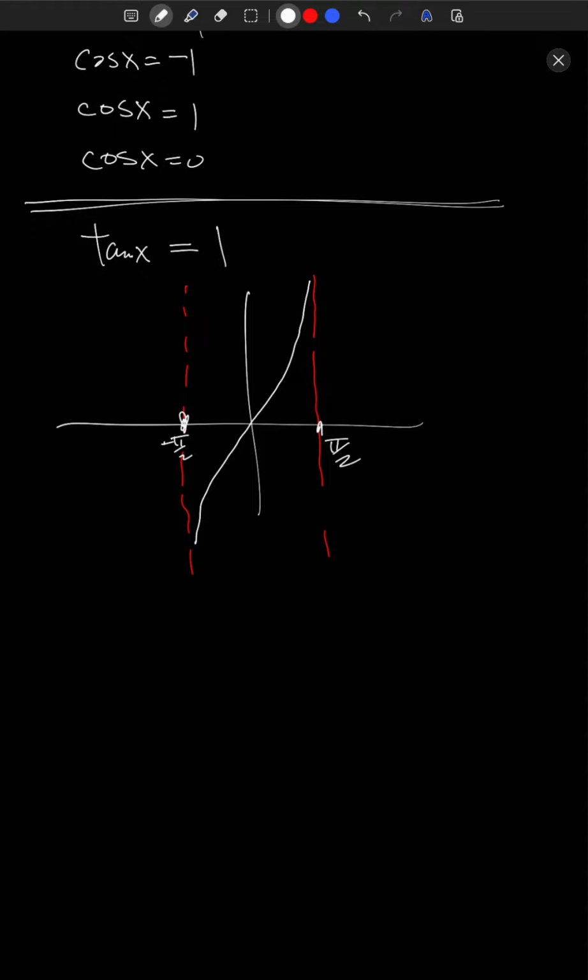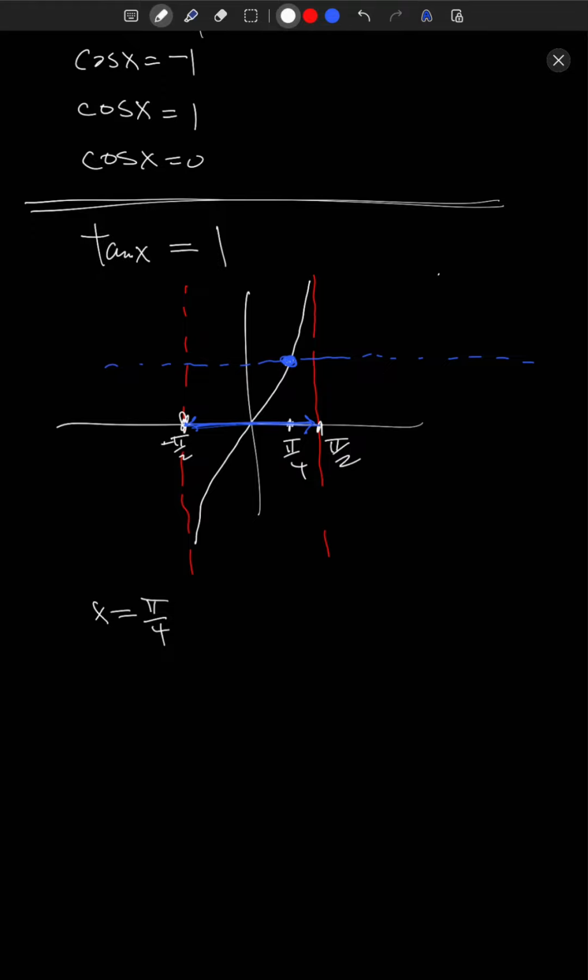So tangent of pi over 4 is equal to 1. All right, so pi over 4 lives there. And as you notice, for the graph of tangent, there aren't multiple humps in the period between minus pi over 2 and pi over 2. So there's exactly one solution, and there is no other solution within the period.